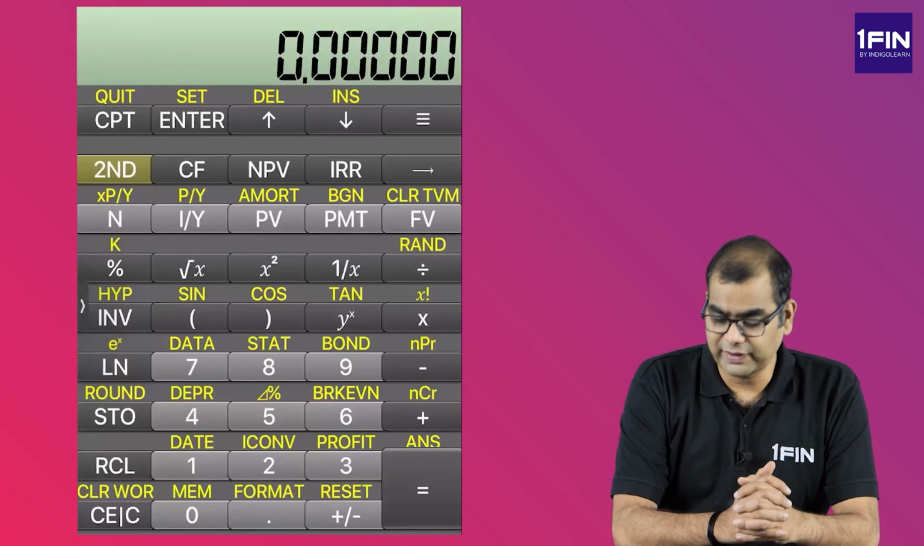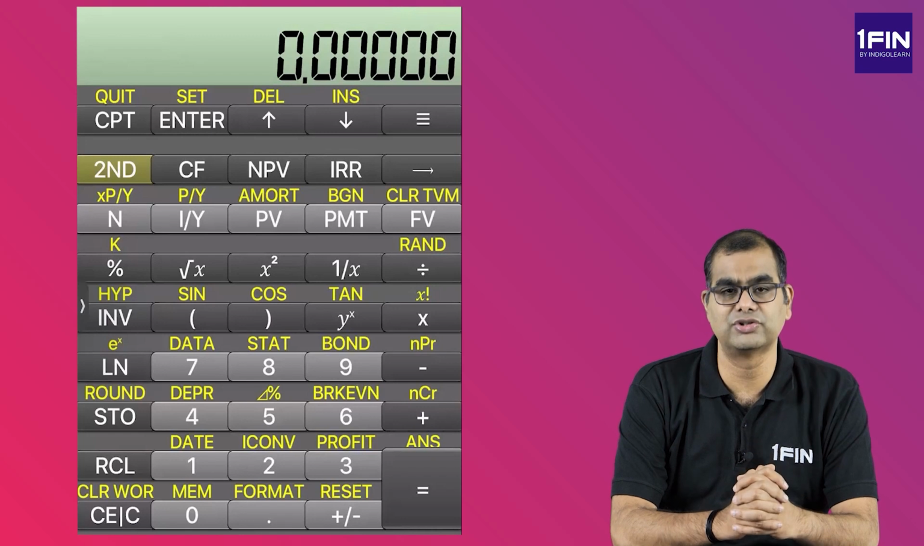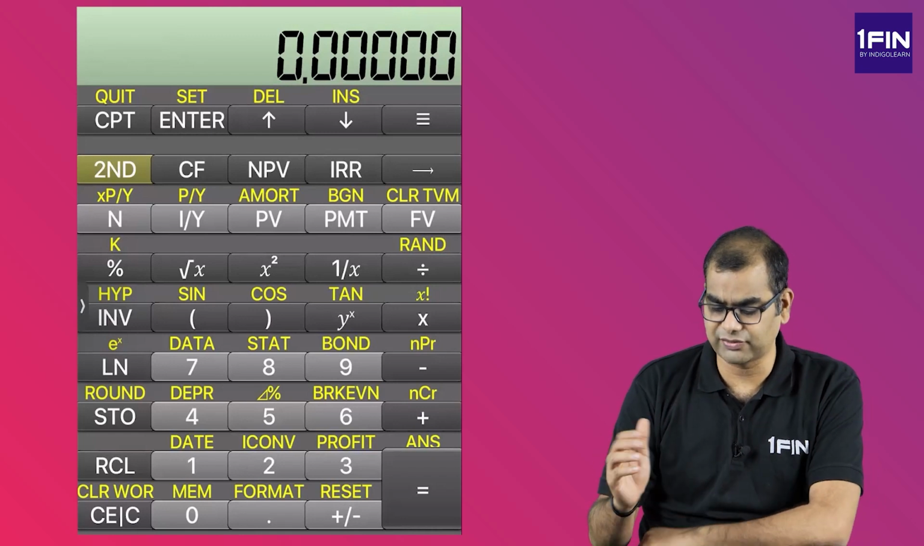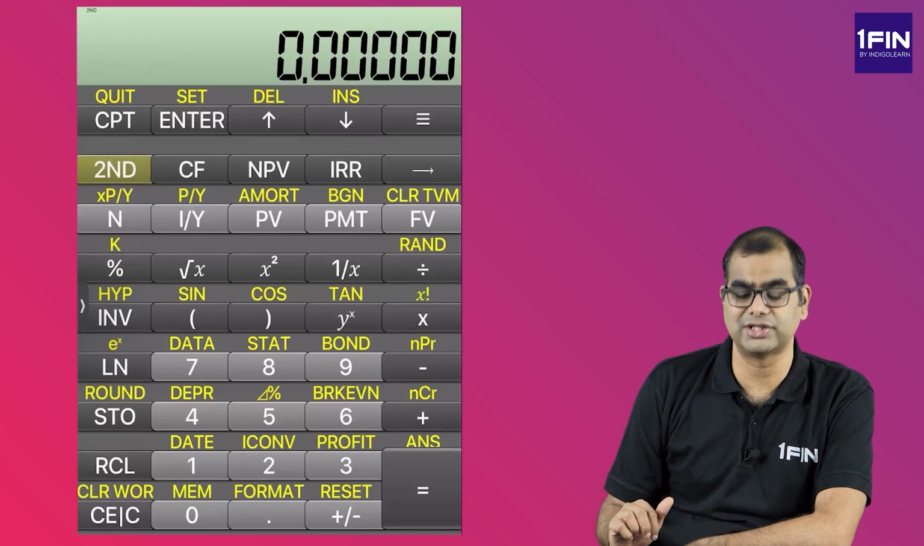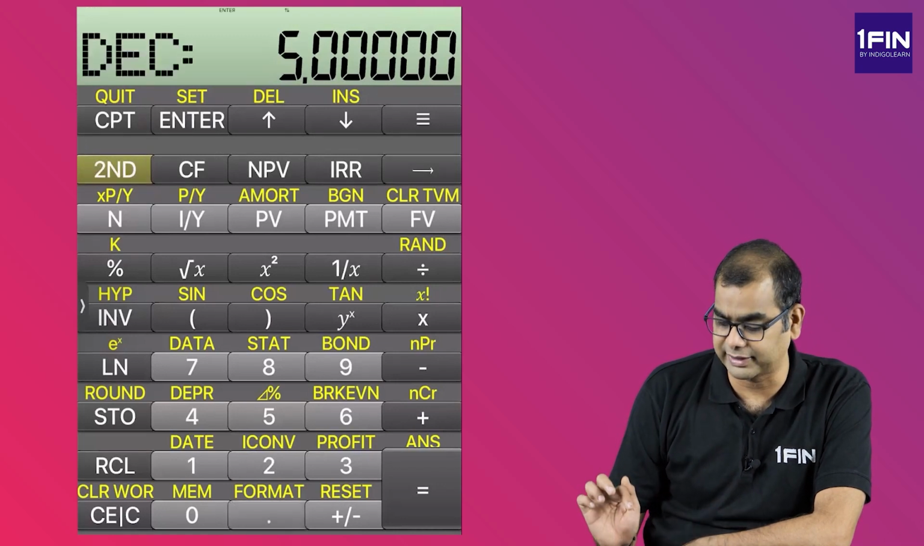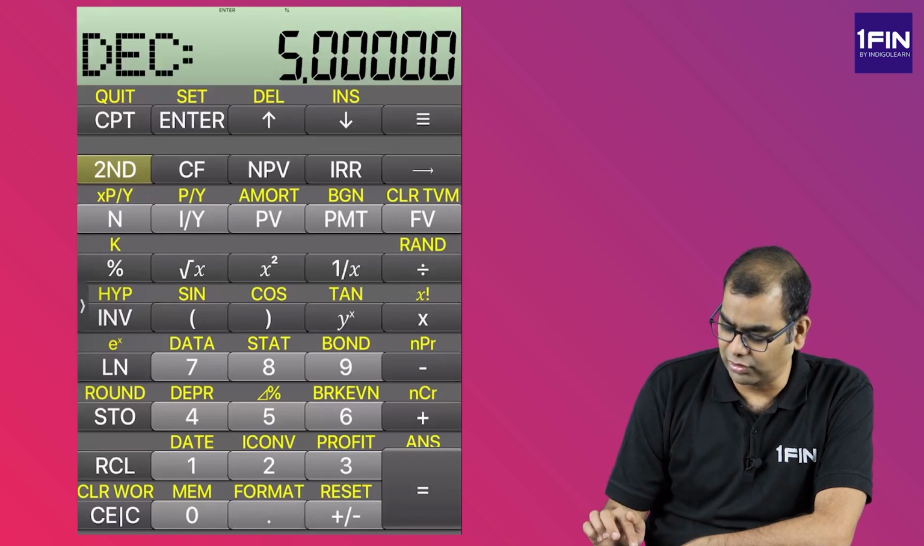Now, friends, the most important thing in this entire calculator, as soon as you receive it, is to change the decimal count. Here it is appearing as 5 decimals. So I'll tell you how to change the decimal. You click the second button and then click this button called dot or format. Then it will show you the number of decimal count. Now you change it to whatever count you want.